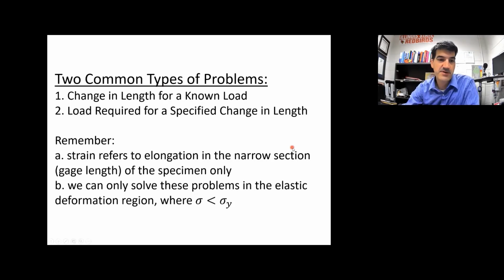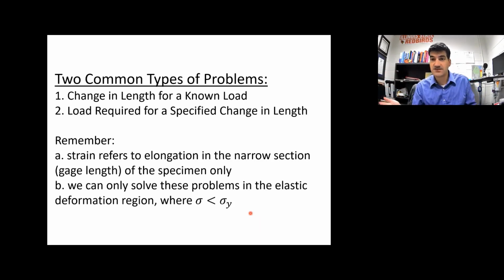A couple things to remember. Remember that the strain refers to the change in length of the narrow section, the gauge length section right here, divided by the original length of that section. And second of all, like I just said, you can only solve these problems when you're in the elastic deformation region. You get into the plastic region, it all goes out the window.